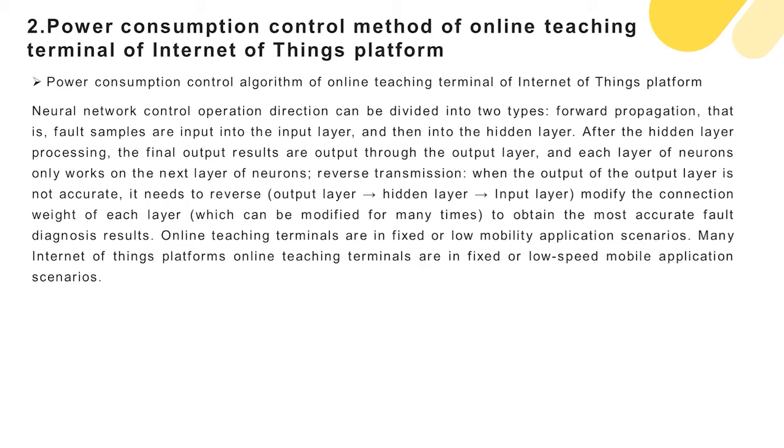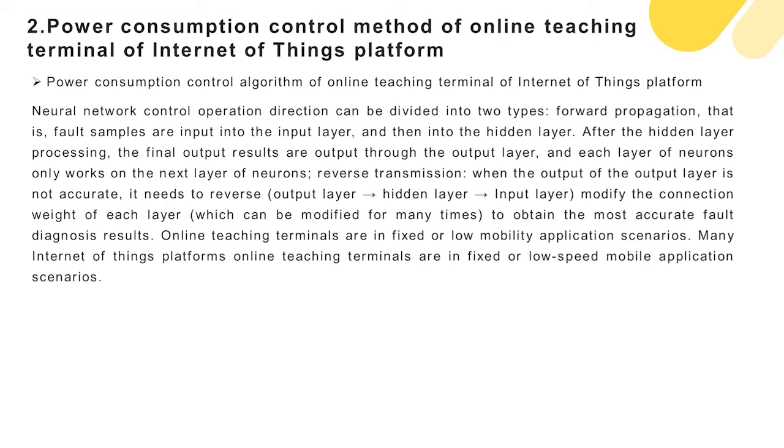Power consumption control algorithm of online teaching terminal of Internet of Things platform. Neural network operation direction can be divided into 2 types. Forward propagation: the symbols are input into the input layer and then into the hidden layer. After the hidden layer processing, the final output results are output through the output layer. And each layer of neurons only acts on the next layer of neurons.